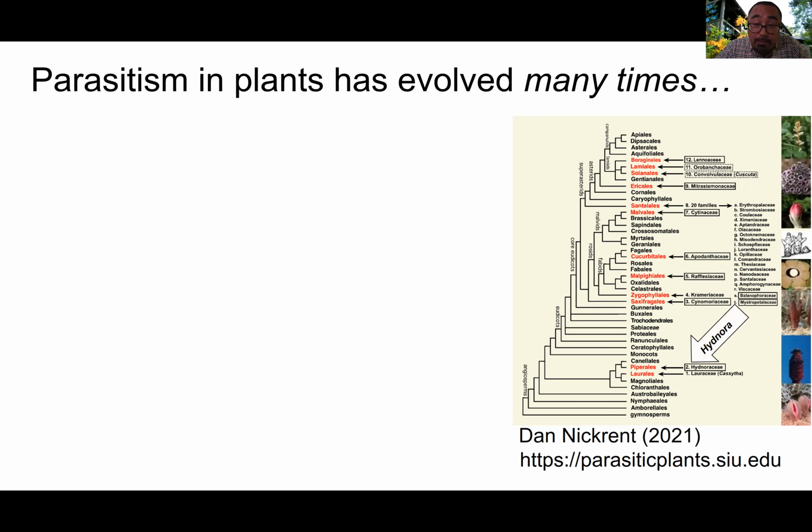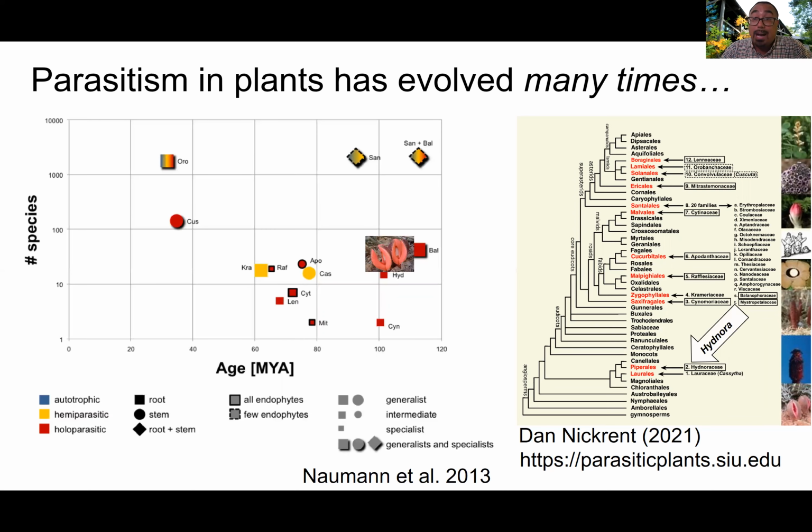Julia Naumann, Stefan Wanke, and many other collaborators used a single copy gene approach to place Hydnora within the Piperales, agreeing with a previous study by Dan Nickrent. They also used a molecular clock approach to reveal that Hydnora are among the most ancient parasite lineages, diverging about 100 million years ago.